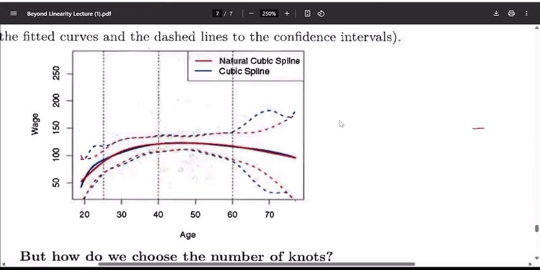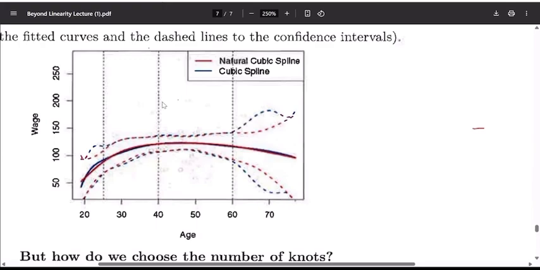And I want you to pay attention when you take a look at this. They align, but when you look at the confidence interval, okay, you're actually going to see that the natural cubic spline is very narrow.